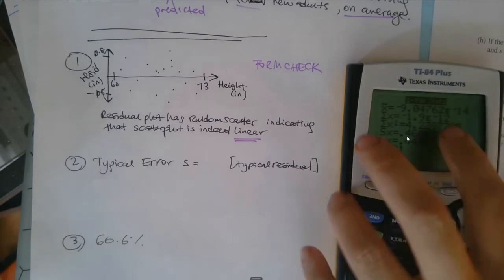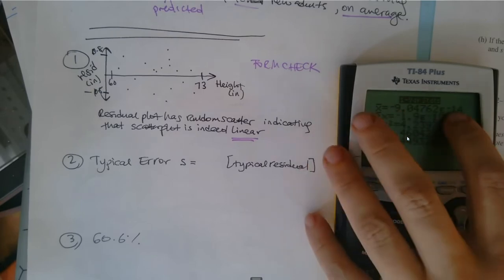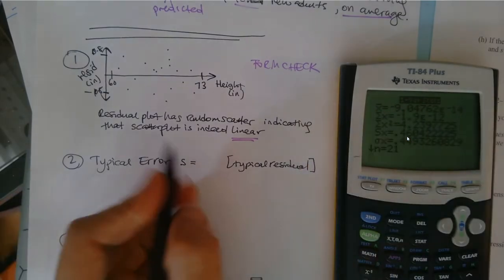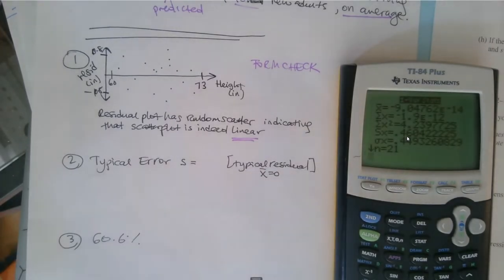So before you write this ridiculous number down, that's 0, right? That's -9 times 10 to the -14. So our typical error is 0. So typical residual, the mean is 0, and it's always going to be 0, which is why we don't use mean residual as our tool.